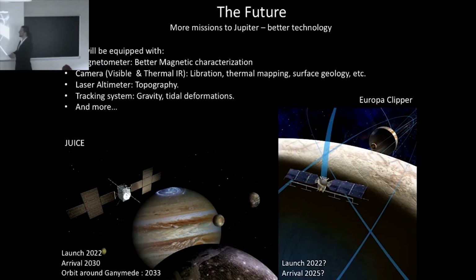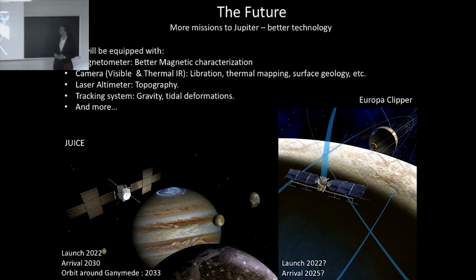So how about the future? Currently, we have two missions that are being built. JUICE is one, and the Europa Clipper is the other. Both of them are going to the Galilean system. JUICE is planned to be launched sometime around 2020, and is planned to arrive in 2030. It is planned to enter an orbit around Ganymede in 2030. But before that, it will study other moons of Jupiter.